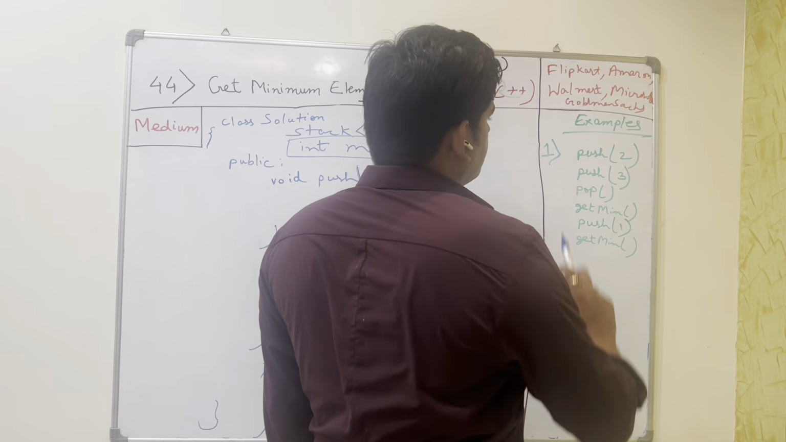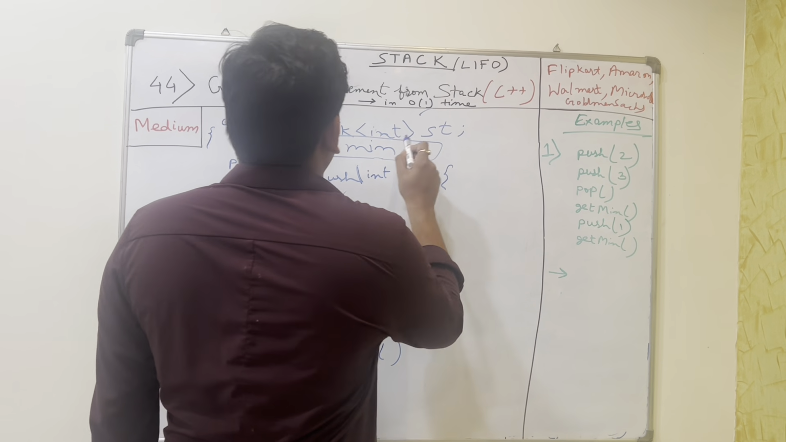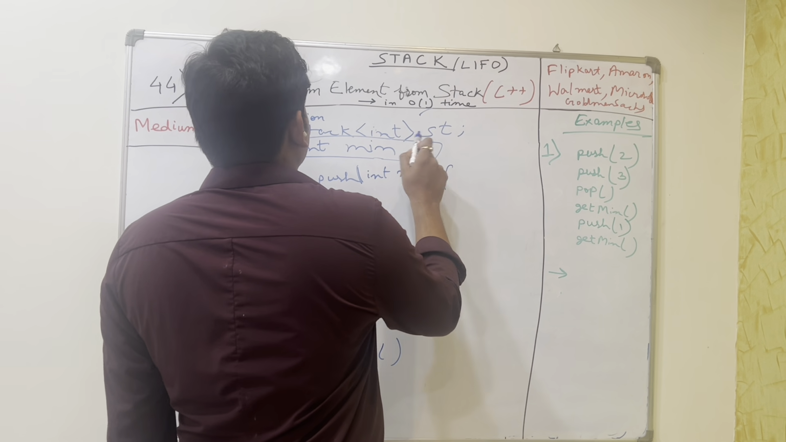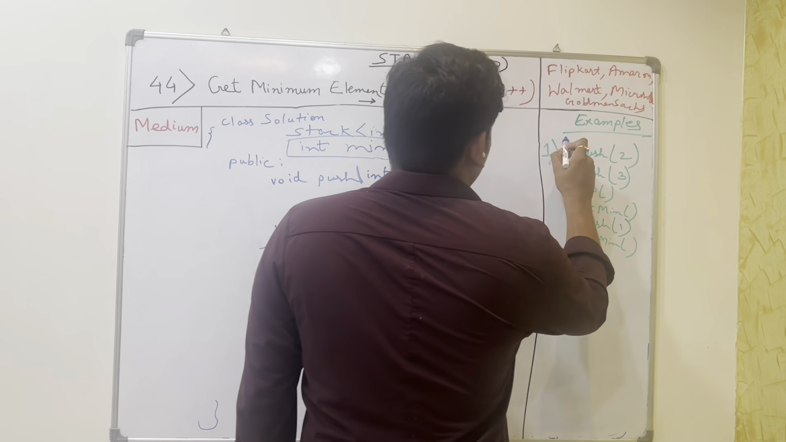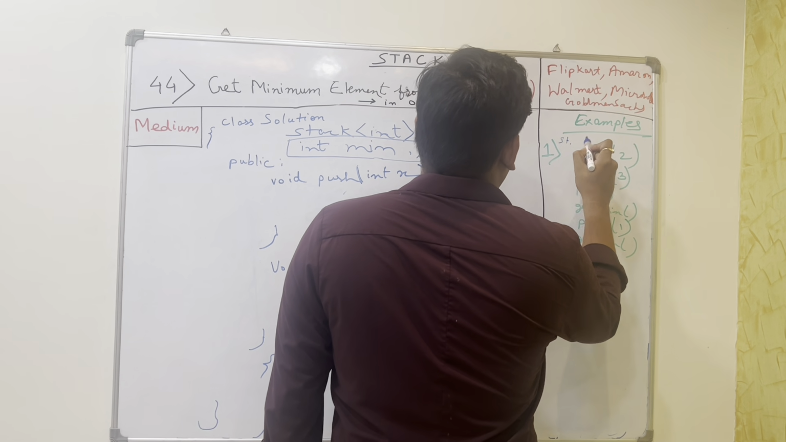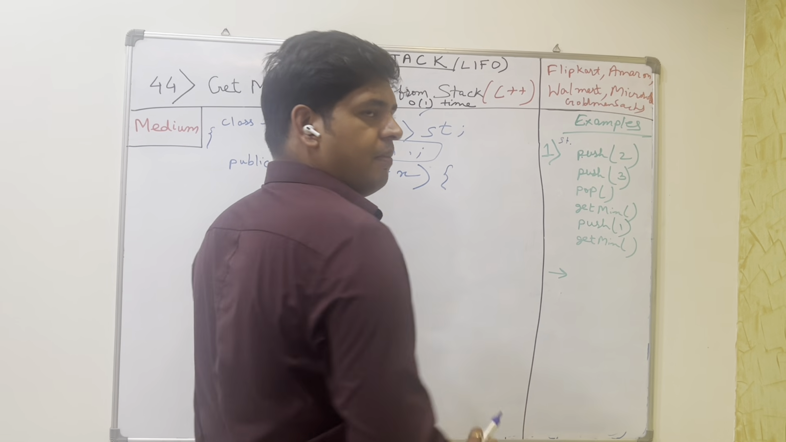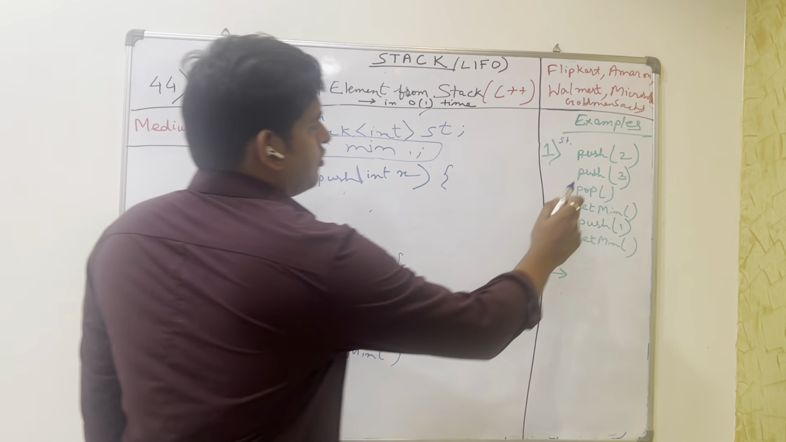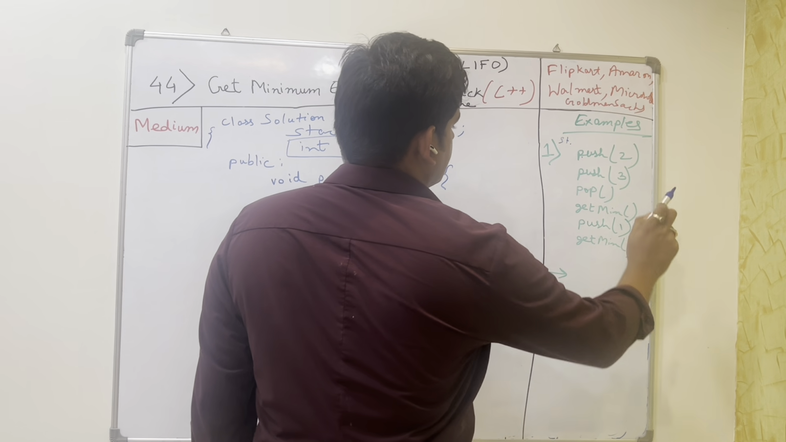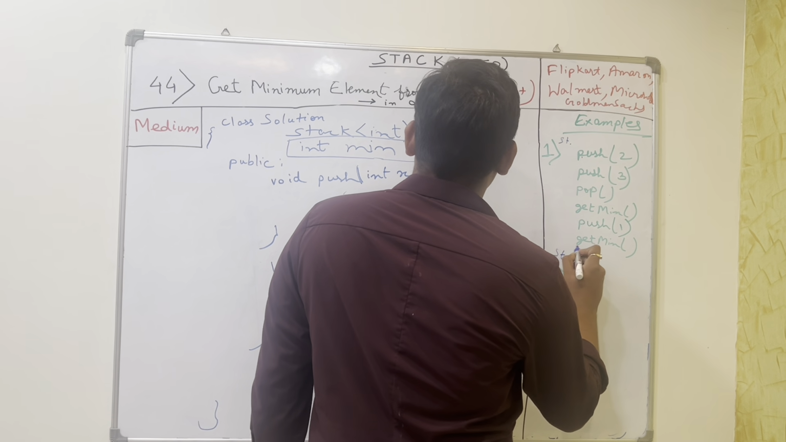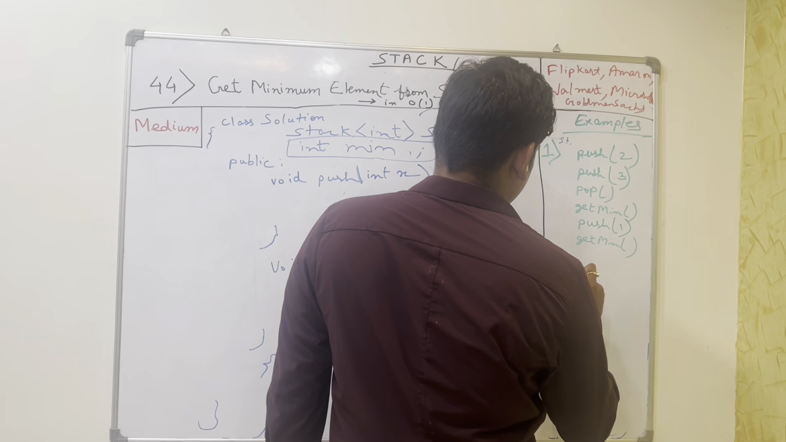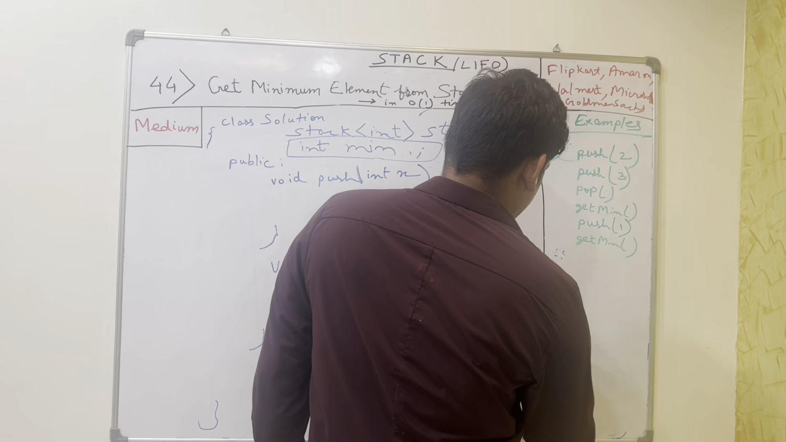We call this push function. If this is the stack in this solution, we can call st dot push, since it's a public function. St dot push 2, st dot push 3, like that. So we have a stack. We know stack is a last in first out data structure. Okay, so this is our stack.